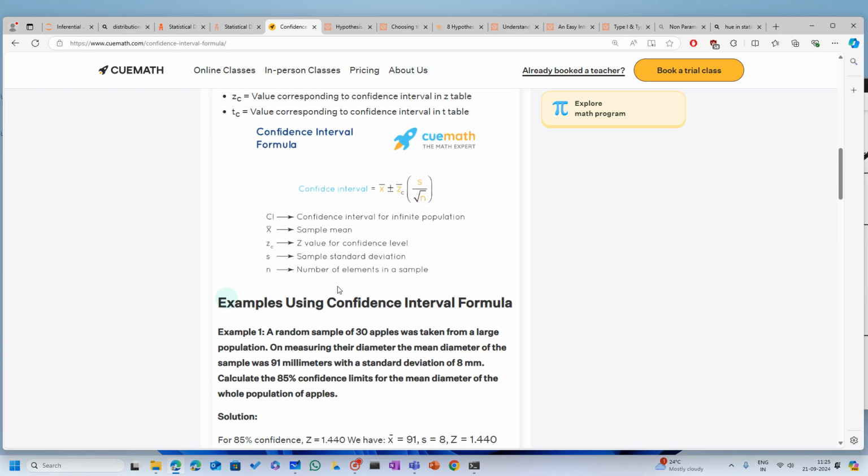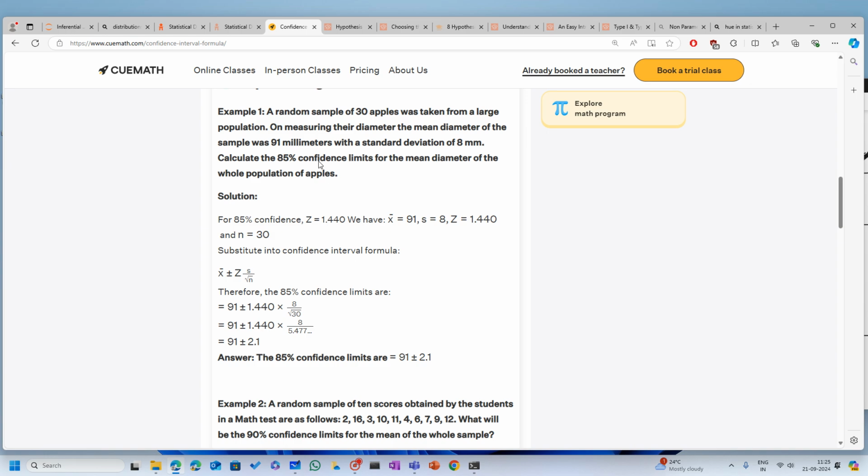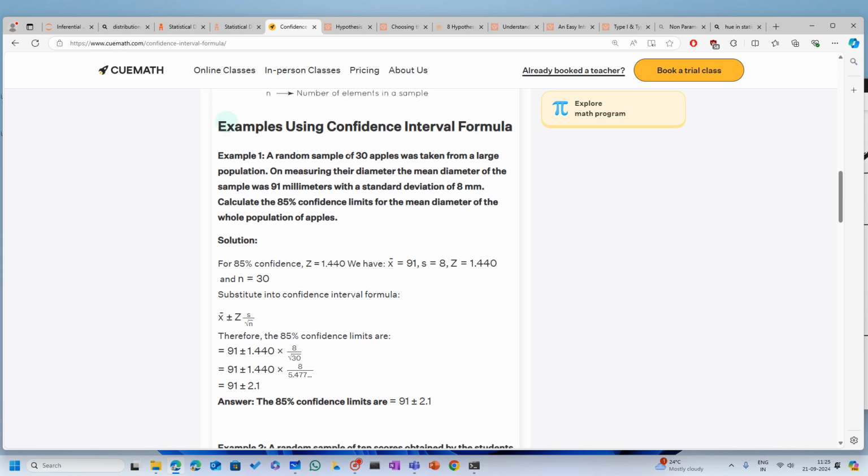Okay, so in this formula if you want to calculate, the question would be like, for randomly selected 30 apples from a large population, if you want to measure the diameter, and the mean diameter was 91 millimeters and standard deviation was 8 millimeter, can you calculate the 85% confidence limits? What would be the range of the means that will fall under 85% confidence? Very simple, we have the formula already. So x bar plus z into s by root of n.